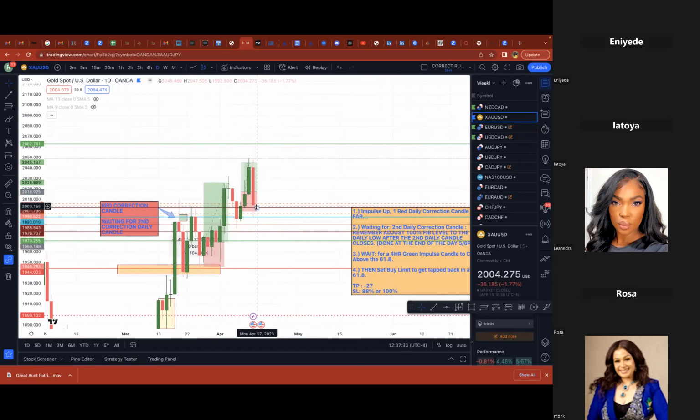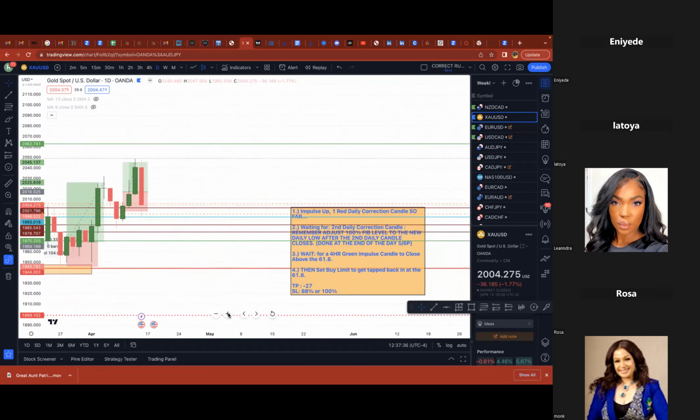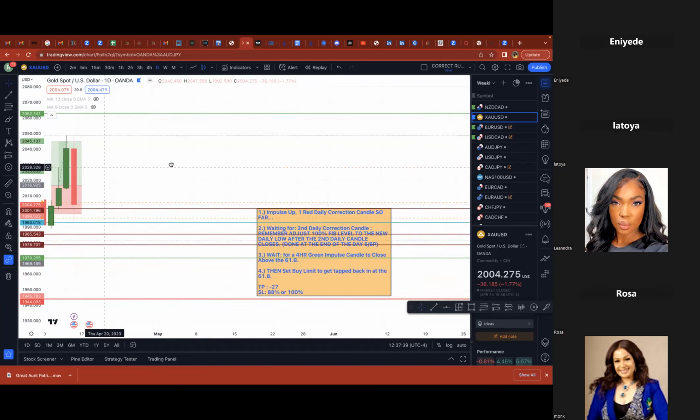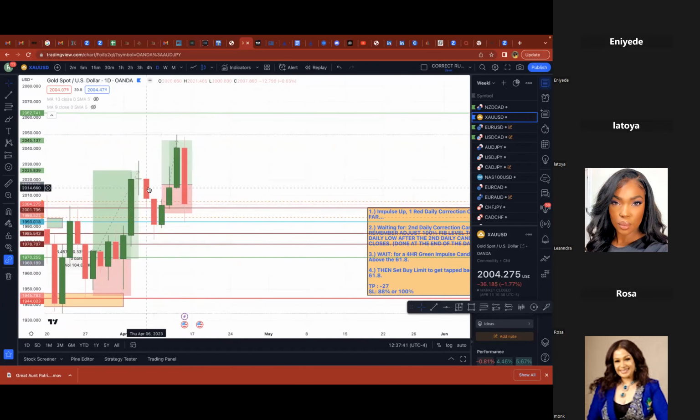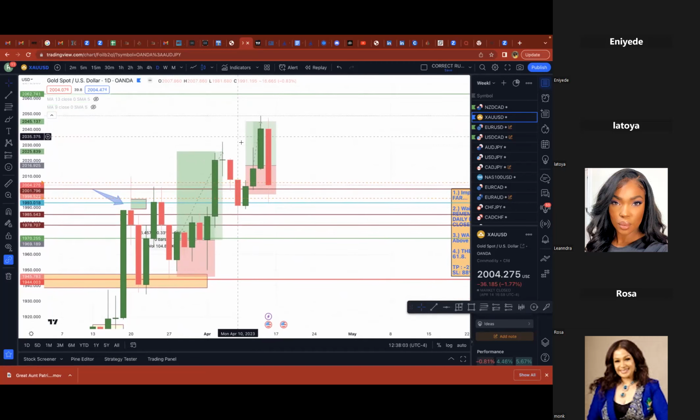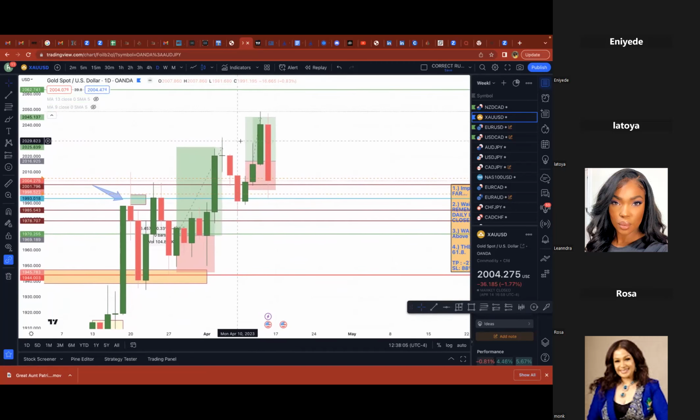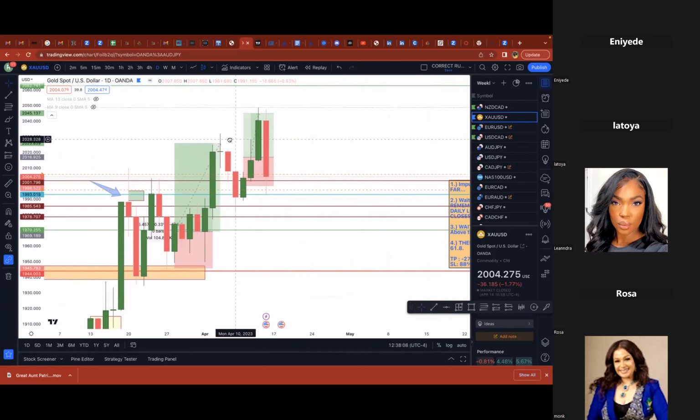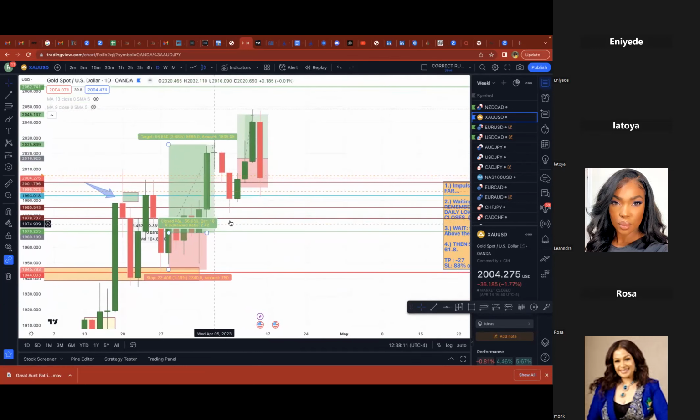Like last week, we had impulse right here, we had impulse right here, and then a correction. These two red candles were the correction. And then we had another impulse there, right? Like I said, I'm sorry, y'all, I'm not the best at back testing, but I'm going to try to show you exactly what I did.